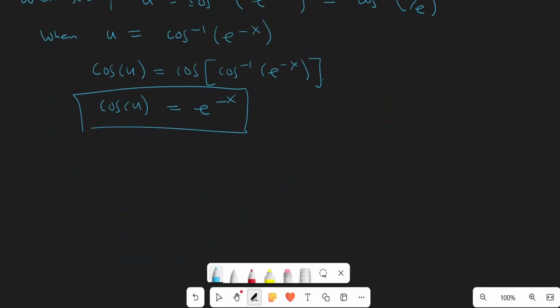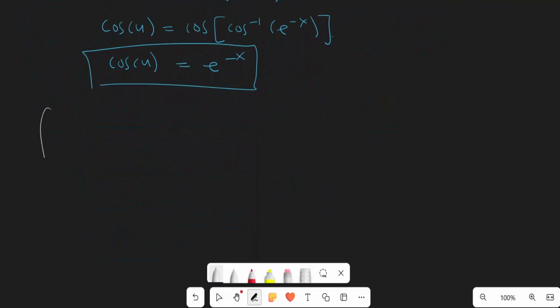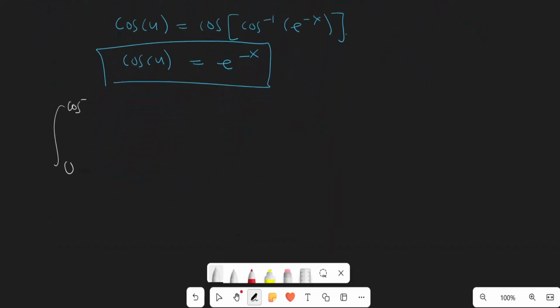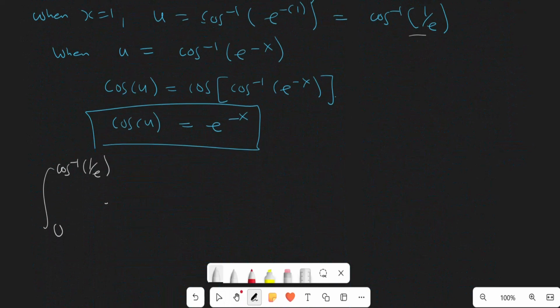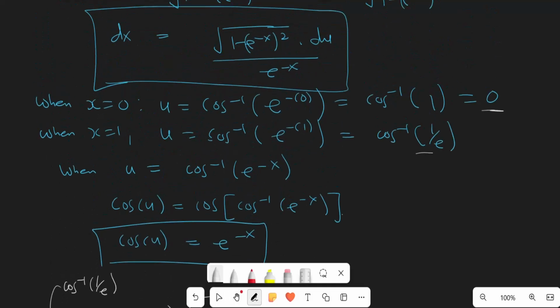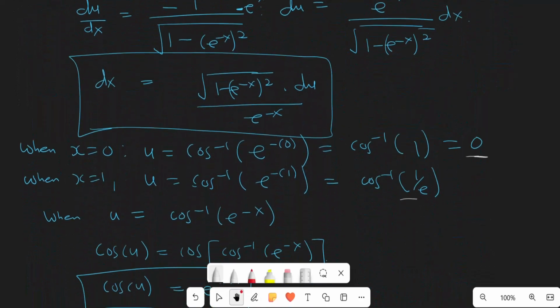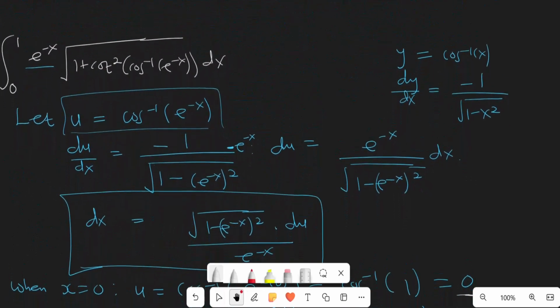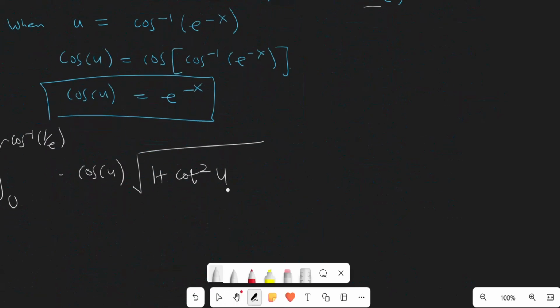So our integral now becomes the integral with the limits now changed from 0 to cosine inverse of 1 over e, times e to the x, which is cosine u, the square root of 1 plus cotangent squared, and cosine inverse of e to the negative x is u. And then multiply by dx.